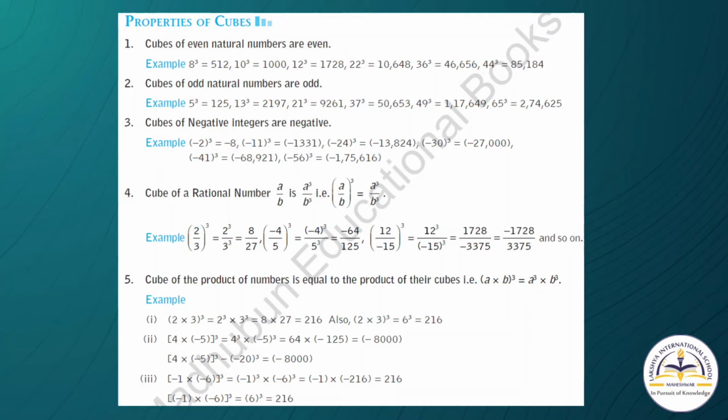Cube of a rational number, like this we can express. The cube of a product of numbers is equal to the product of their cubes. So these are the properties.